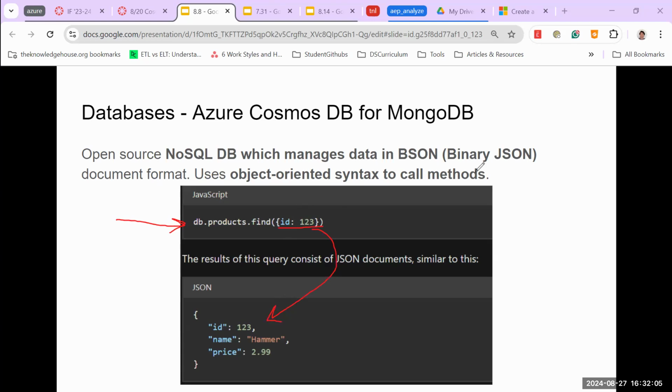We're not using SQL syntax. Instead, we're actually using the JavaScript syntax. It doesn't have to be JavaScript. It could actually be Python or Java, or some other programming language. But this just goes to show that we cannot interact with MongoDB using the SQL API.